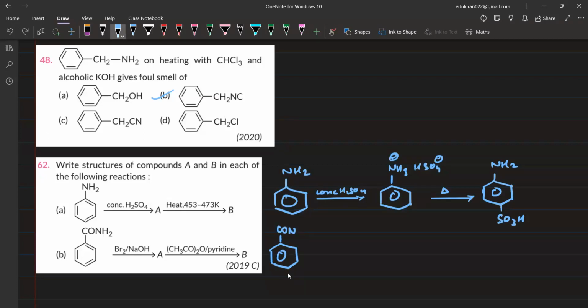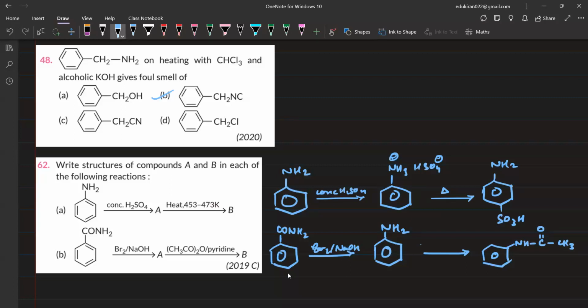CONH2, इसमें you have the bromide degradation Br2 in the presence of NaOH, तो आपके पास CO निकल जाएगा, क्या बचेगा? NH2 बचेगा। And then you have anhydride in the presence of pyridine. This is going to give you acetylation reaction, है ना? N है, H लग जाएगा, C double bond O and CH3, ठीक है? This is the compound C double bond O in the presence of pyridine.